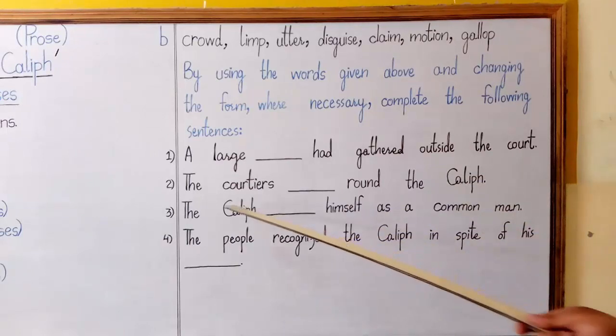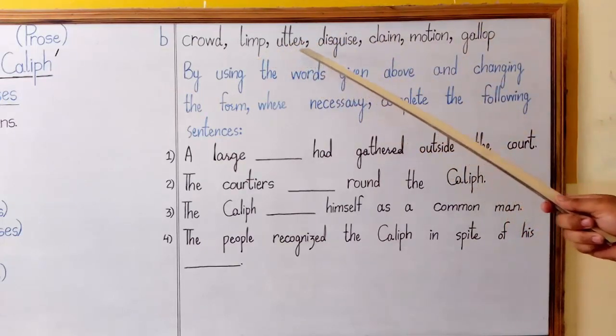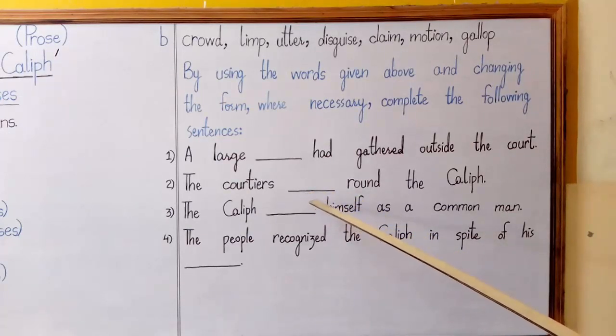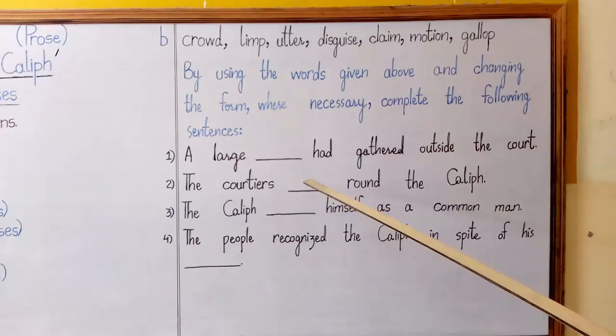Sentence number 2. The courtiers blank round the caliph. Which word can be put here in this blank out of these keywords: crowd, limp, utter, disguise, claim, motion, or gallop? When you know the meaning of these words, you can easily recognize the word to be used here. Yes, I heard somebody say it, crowd can be used in any form. Yes, I will show you how.